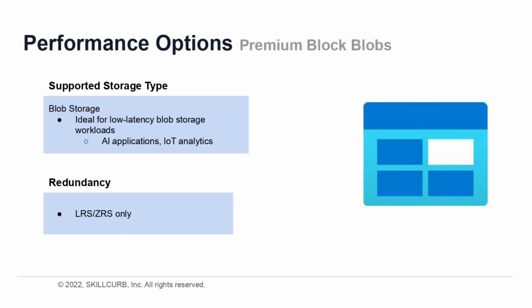Premium block blobs support the blob storage type, specifically blob objects that are stored in blob containers. These are ideal for low latency, high performance workloads which again use blob storage. Typical applications include AI applications and IoT analytics, which use a large number of relatively small object sizes hosted in a blob container that need low latency. From a redundancy perspective, it supports only the single region, locally redundant storage, and zone redundant storage redundancy options. And for that matter, all of these premium storage types only support single region redundancy options across the board.